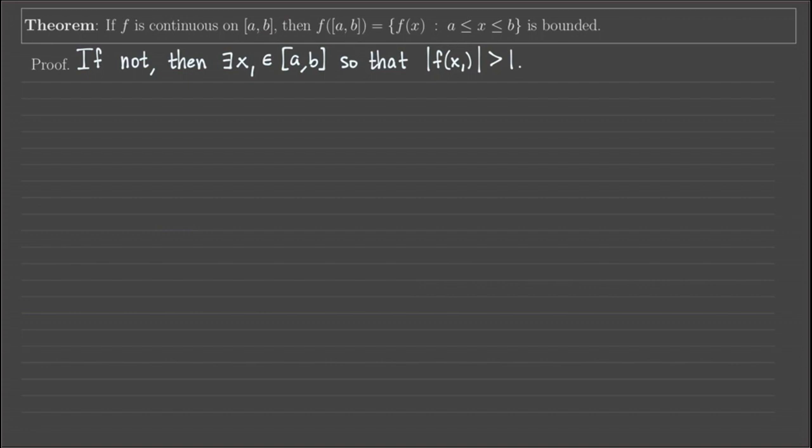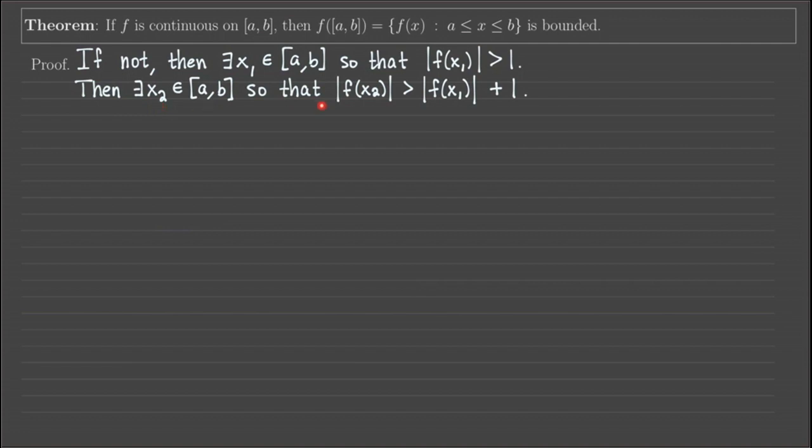Now I want to build a sequence, and I want my sequence of points ultimately to lead to outputs which shoot off to either plus or minus infinity or maybe bounce back and forth arbitrarily large and small. So the next choice I'm going to make is that there must be a second value x2 in the domain so that f of x2's size is greater than the size of the previous point plus 1. Again, I can do that because if I couldn't, the size of f of x1 plus 1 would be a bound on my set of outputs. So there must be a way to choose this point x2 if the set of outputs is truly unbounded.